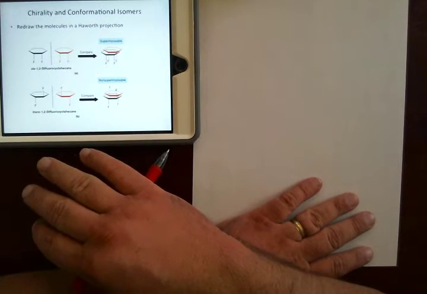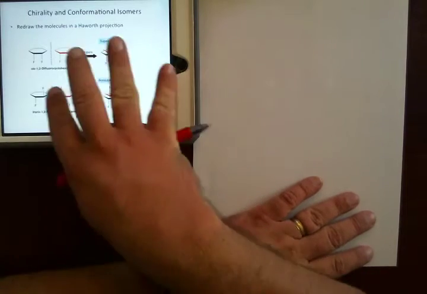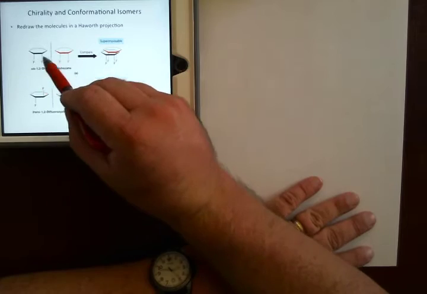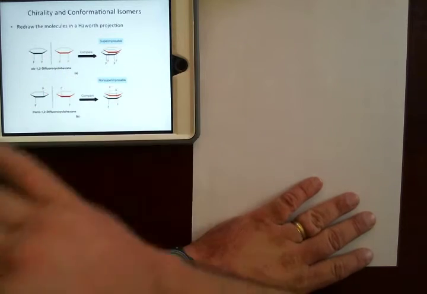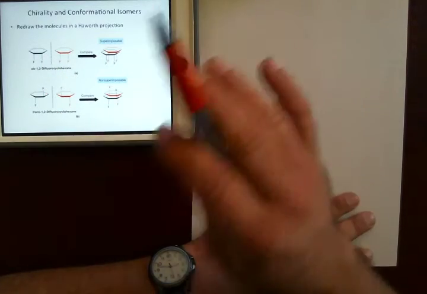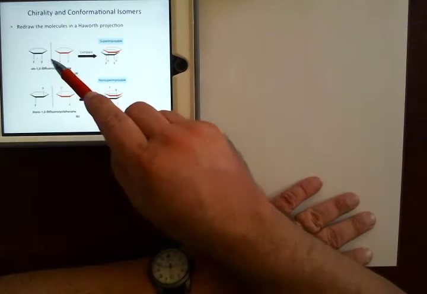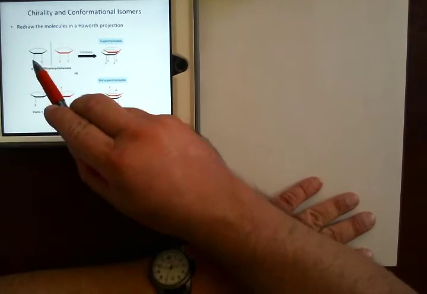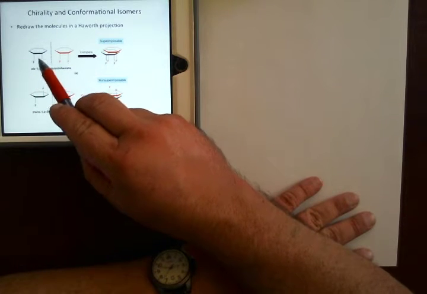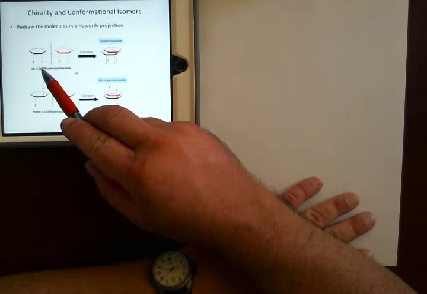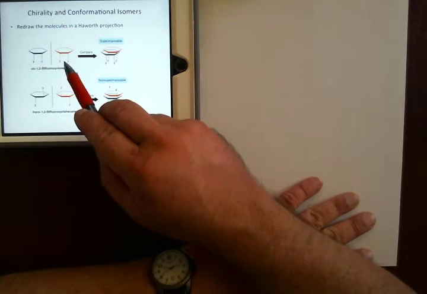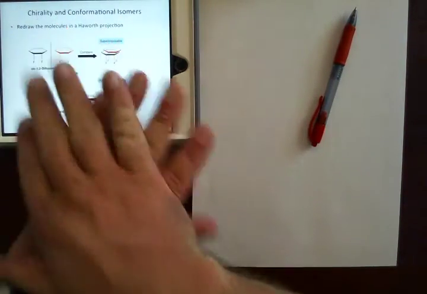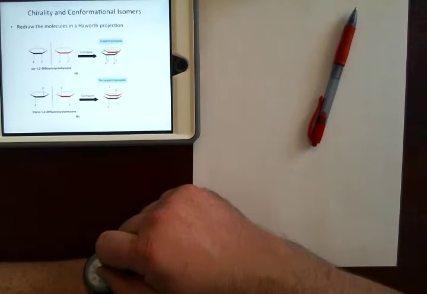The other way that you can do it is, if you have a Haworth projection, okay? So this is where you draw the cyclic structure as a flat plane. It's not. Remember, it's a chair structure. But for ease of viewing, you can see the ups and downs much more easily, right? So if you make the mirror image from this, all you have to do is put it right back on top of each other, and you can see that they are superimposable.